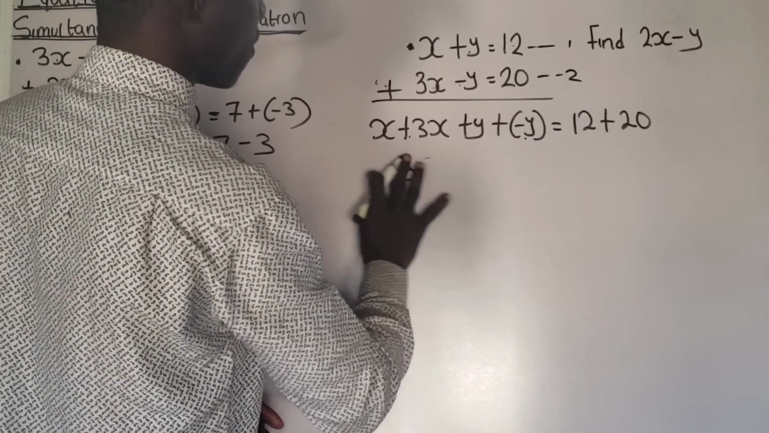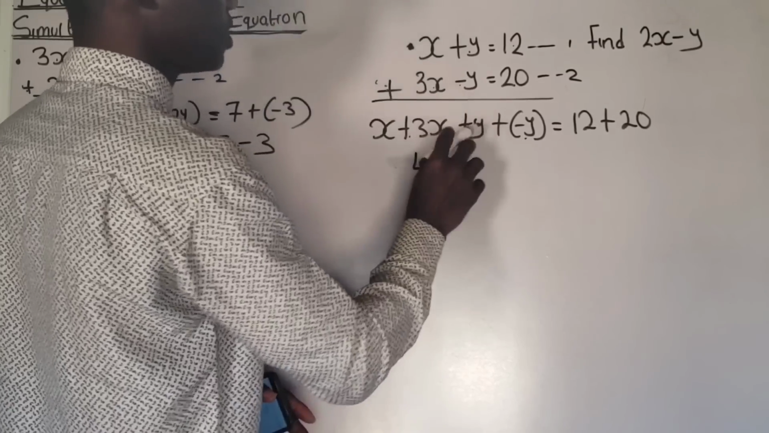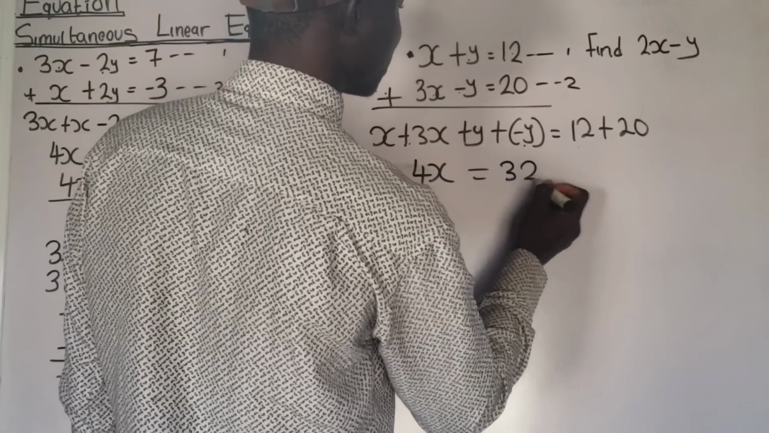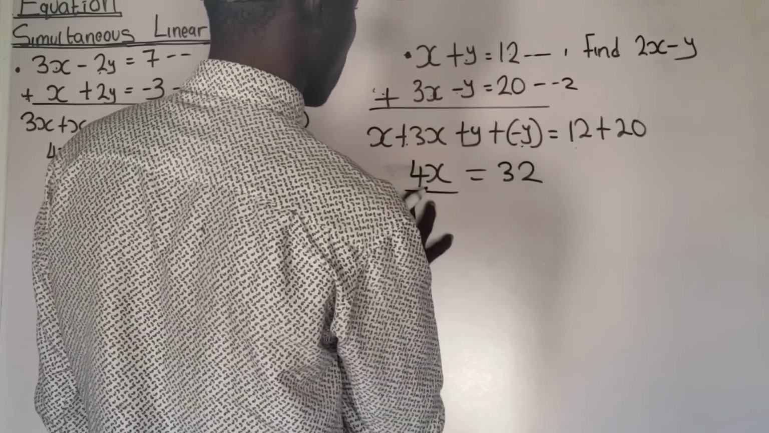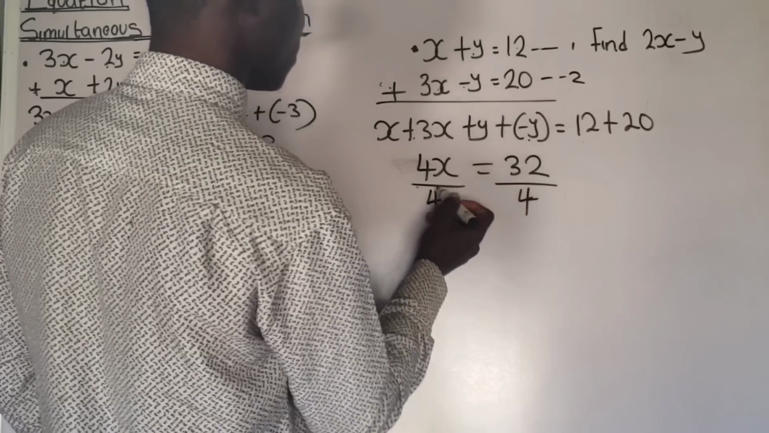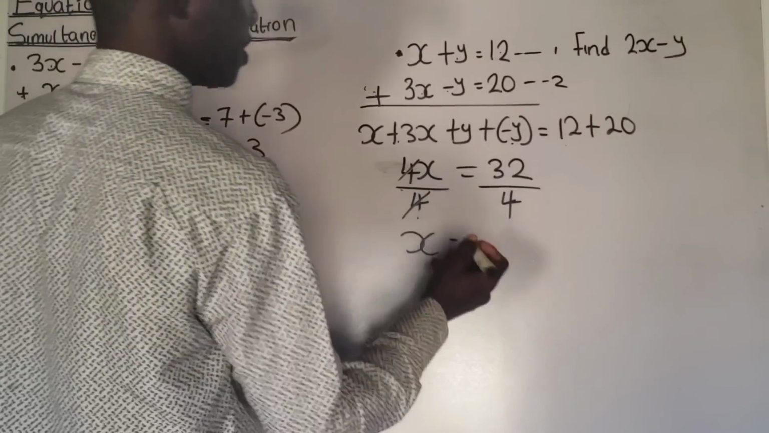4x. So for this, I'm going to have 4x. This will give us 0, so there is no need. 12 plus 20, that will give us 32. Do you understand? So I'm going to divide both sides by 4. This is divided by 4 and this is divided by 4. 32, this 4 will cancel this 4, so I'm going to have x is equals to 32 divided by 4. That will give us 8.